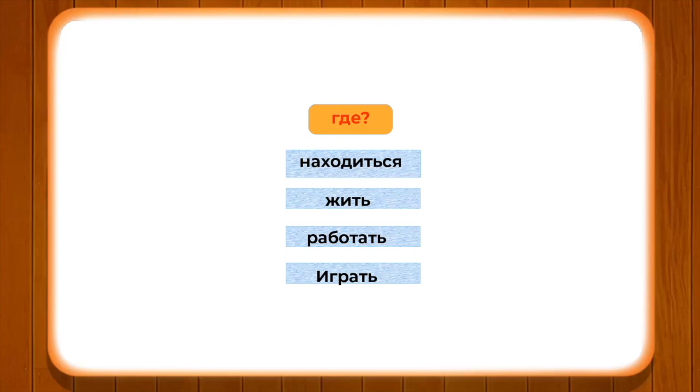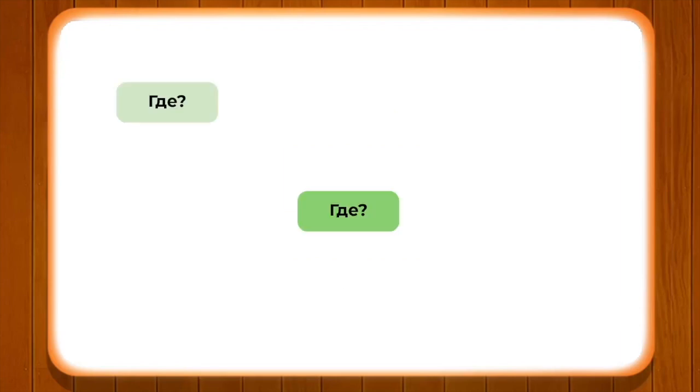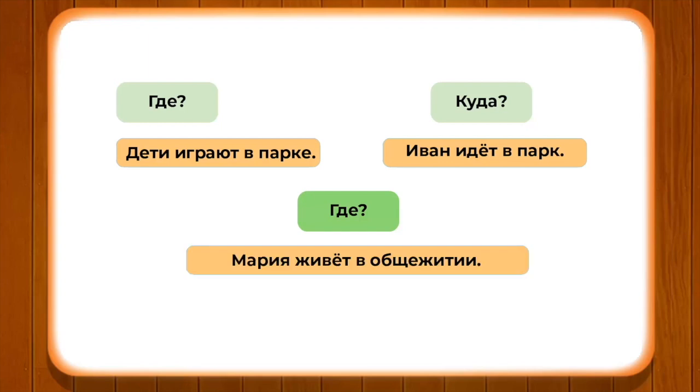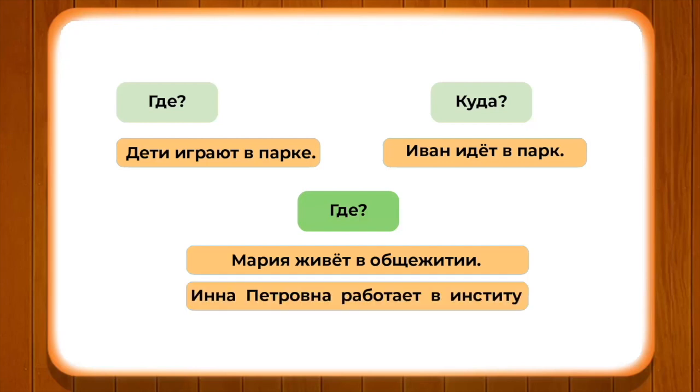Okay, now let's pay attention to some of the sentences. Где дети играют в парке? Где играют дети в парке? Prepositional case. And for куда: Иман идёт в парк. So we have used the same noun, park, but in two different settings. The first one is in the prepositional, the second one is in the глаголы движения. And then we have sentences: Мария живёт в общежитии. Где живёт Мария? Она живёт в общежитии. Инна Петровна работает где? В институте. So these are the constructions which we use in the prepositional.